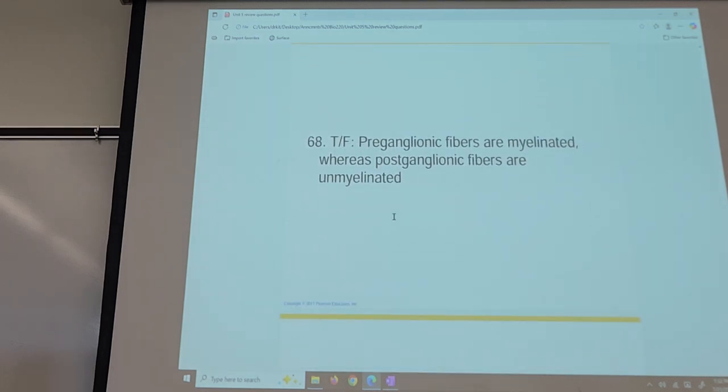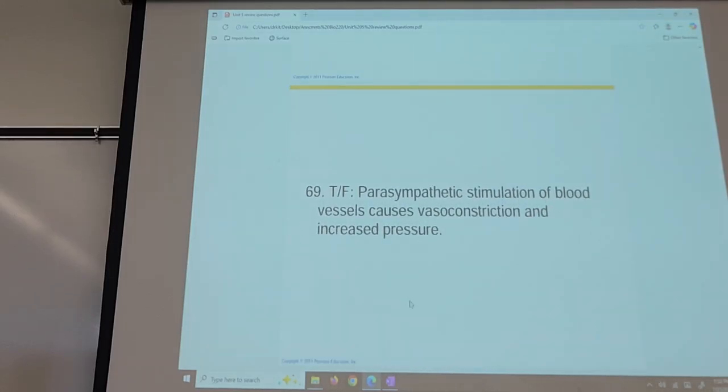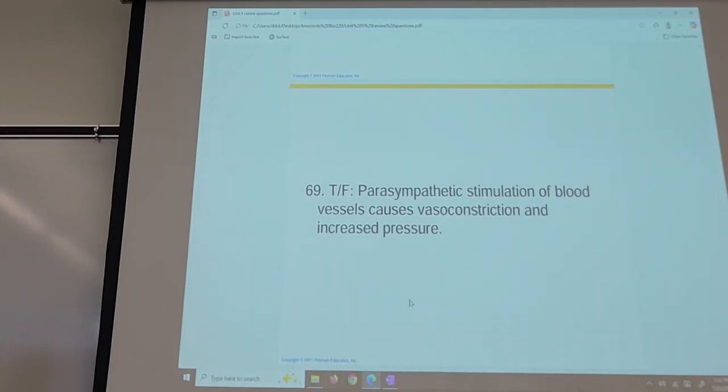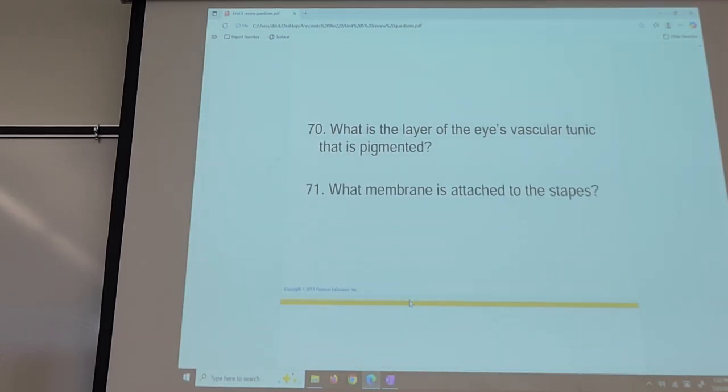True or false? Preganglionic fibers are myelinated, whereas postganglionics are unmyelinated. True. That's a true statement. True, false. Parasympathetic stimulation of blood vessels causes vasoconstriction and increased pressure. False. How would you make that statement true? Sympathetic, right? Good.